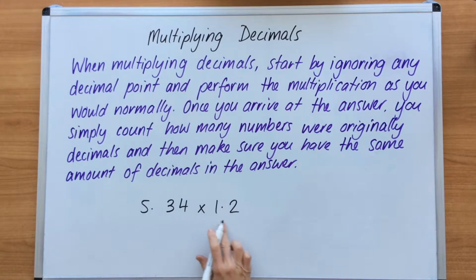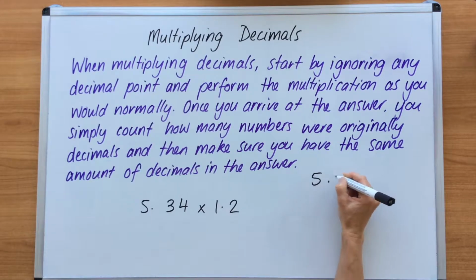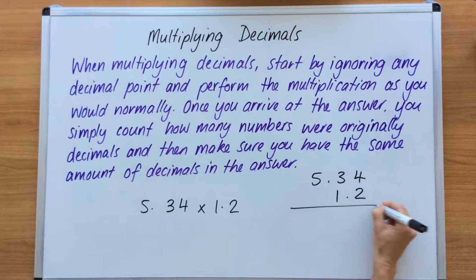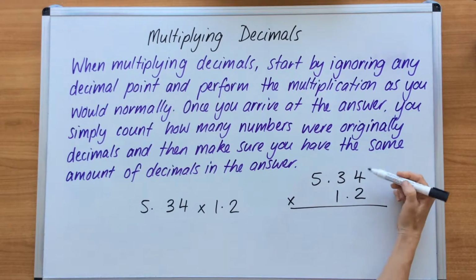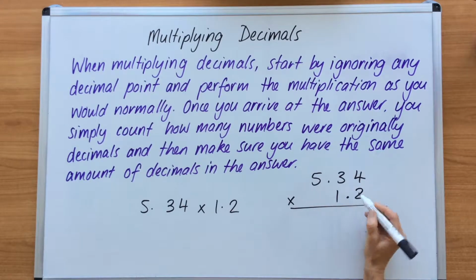I'm going to take this number, 5.34, and multiply it with 1.2. And when I set this out, I set it out ignoring the decimal places. So I pretend that this is the ones, the tens, and the hundreds column. Even though I've got decimal places in there, I just simply ignore them. Alright? And then I go through and multiply as I would normally.